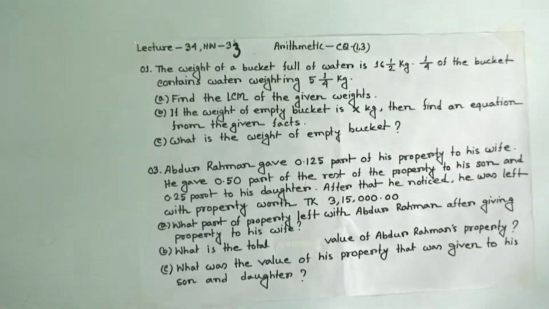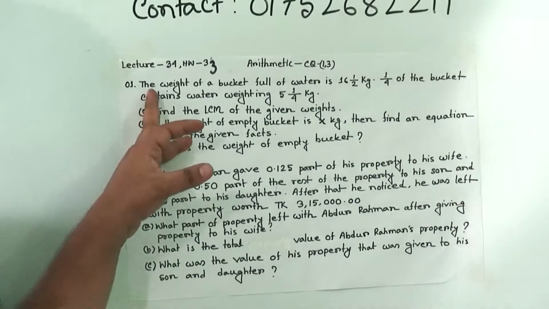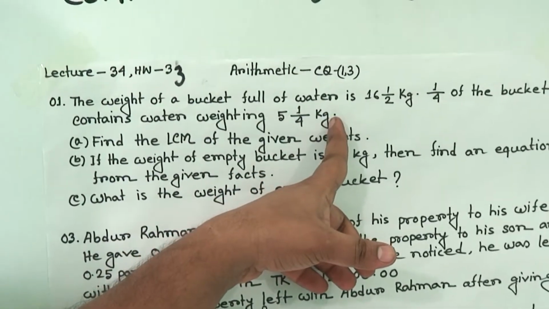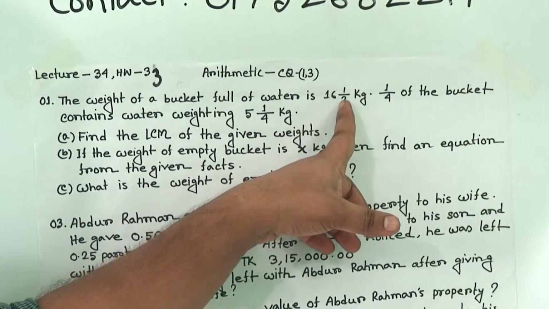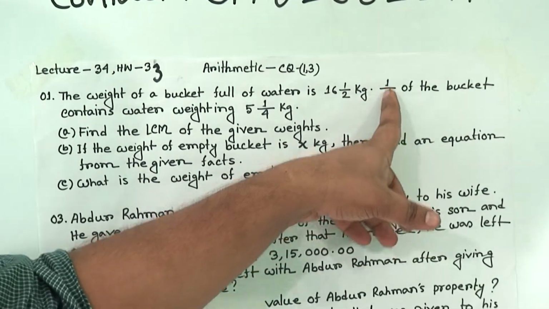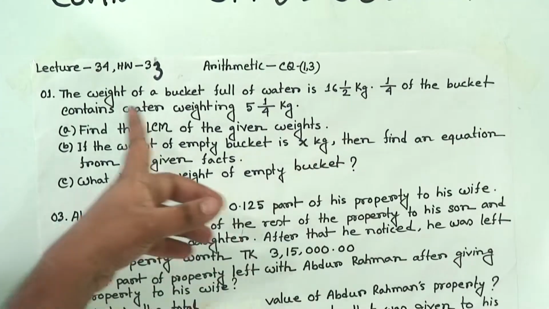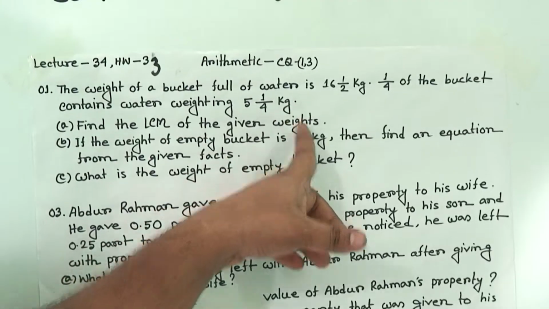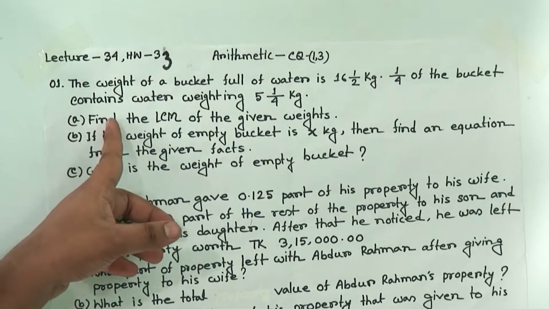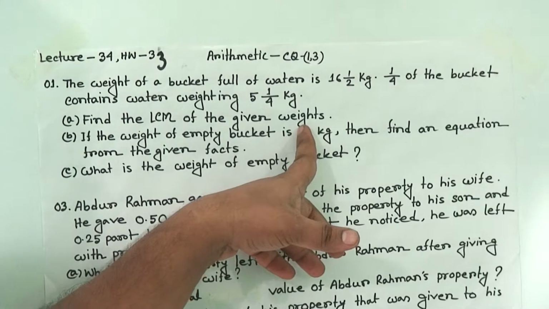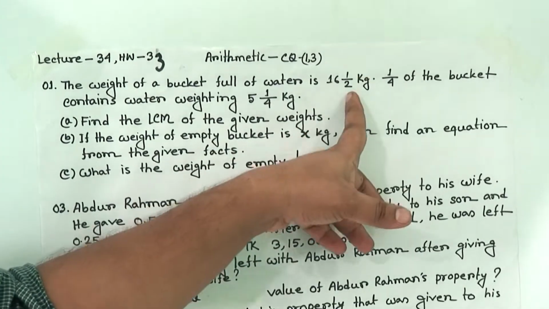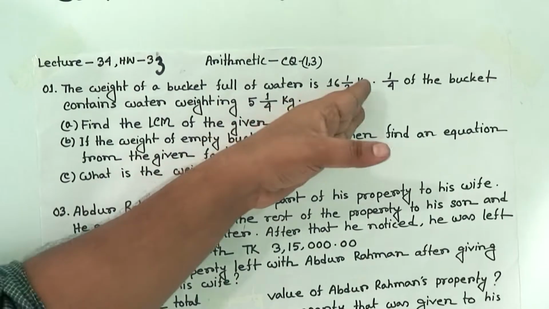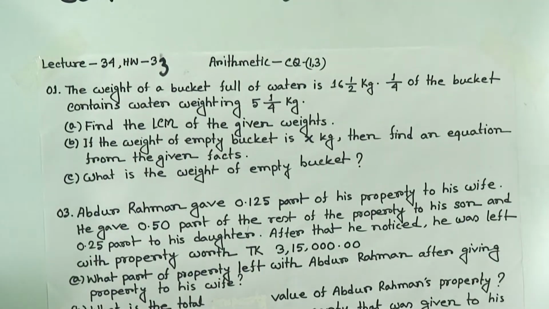Before starting our class, at first we read the question. The weight of a bucket full of water is 16 into 1 by 2 kg and 1 by 4 of the bucket contains water weighing 5 into 1 by 4 kg. Question number A, find the LCM of the given weights. That means two weights are given, which are 16 into 1 by 2 and 5 into 1 by 4. So from these two fractions we find the LCM.